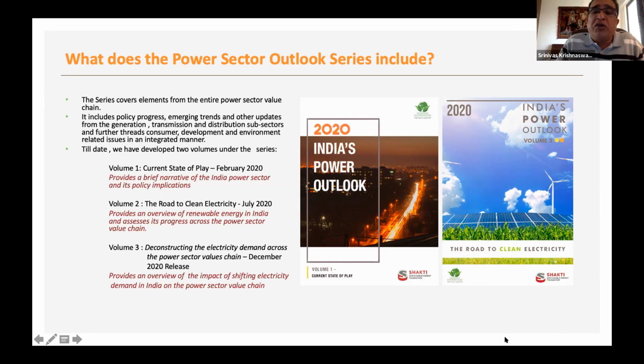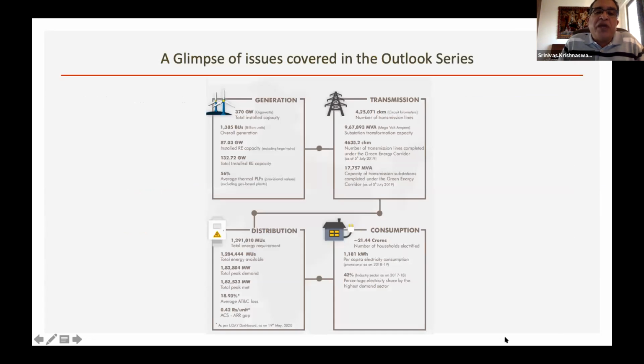So far, we have brought out 2 volumes of the Power Sector Outlook series. The first volume was brought out in February 2020, and it gives insight into the current landscape of the power sector. The second volume was a deep dive into the renewable energy sector, and the third one, which will be released in December, will look at the impact of shifting electricity demand in the power sector value chain. This is just to give you a glimpse of the issues covered. We have covered all segments of the power sector value chain in the Outlook series.